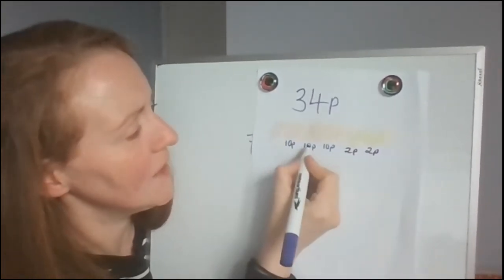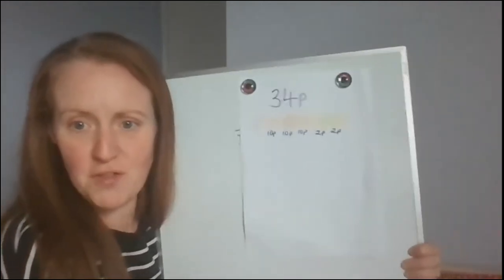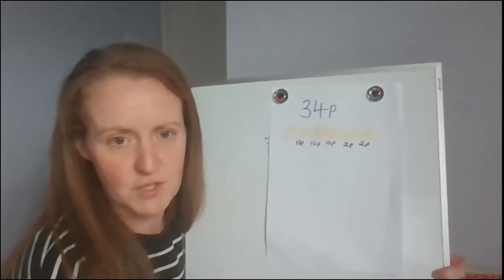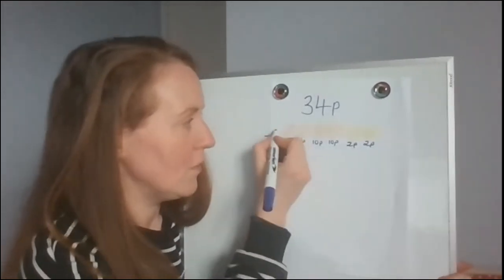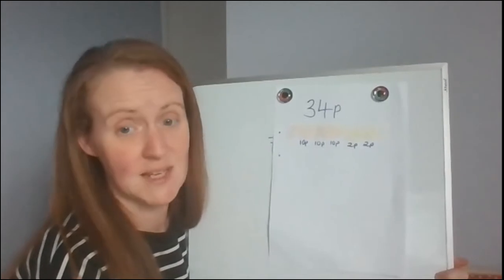Now if I check 10, 20, 30, 32, 34p, I've made my 34p. Now there are other ways you could have done that. That's just one way you could do it. If you want to do one way and then do another way for each amount, that's amazing. You can have a go at that.